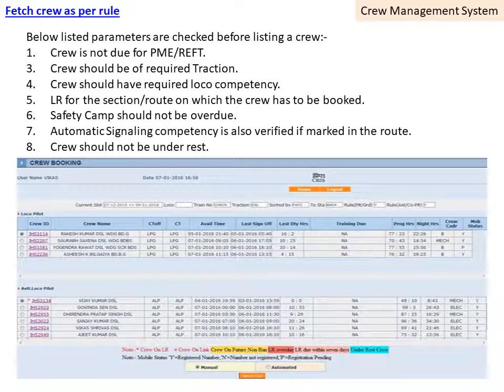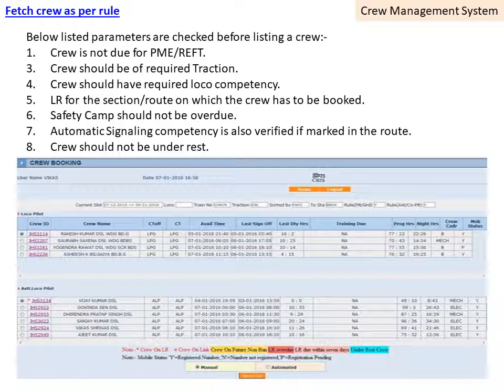Crew is not due for PME. While booking crew as per rule, the crew should not be due for PME and refresher T, T being transport, G and SR. So PME, G and SR, and refresher transport. The crew should have the required traction, AC or diesel, properly. He should have the required loco competency.